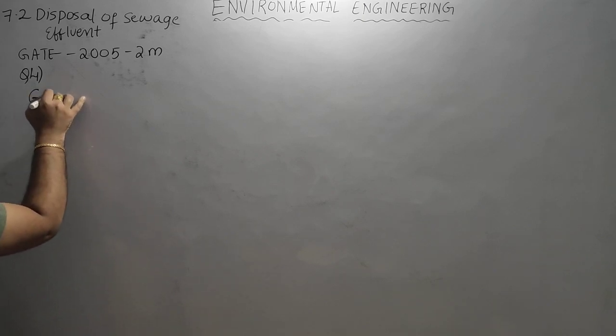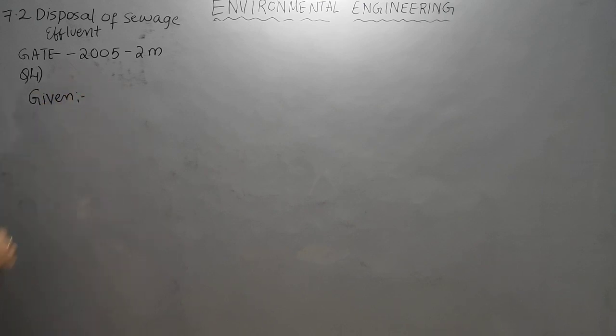The initial amount of DO in the mixture of waste and river shall be. Okay. So what is the given data?